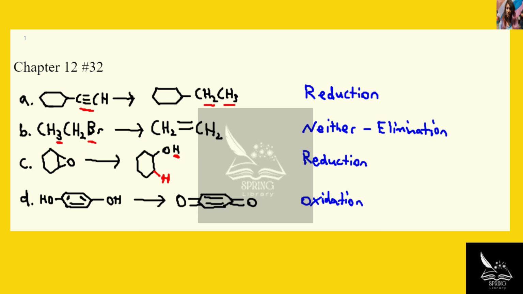And then lastly, D, we can see that the hydrogens here and here are gone, and so we've lost that pair of hydrogens. We can also see that there are alcohols in the starting material, and there are these ketone parts in the product. We're going from an alcohol to a ketone, and we know that this must therefore be an oxidation, which it is. And so that is the answer to question number 32.